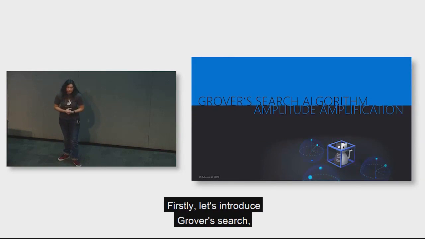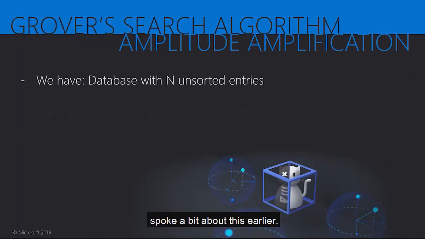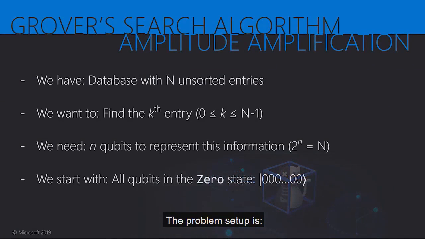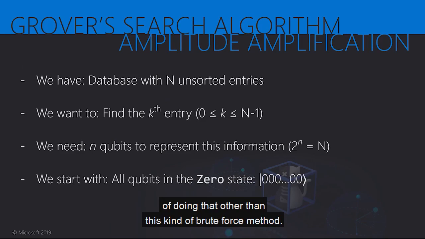Firstly, let's introduce Grover search. Kind of spoke a bit about this earlier. The problem setup is we have a database, we have n elements in that database. We know that we want to find one of those. We know what that one is, but it's unordered. So, we have no kind of efficient classical way of doing that other than this kind of brute force method.